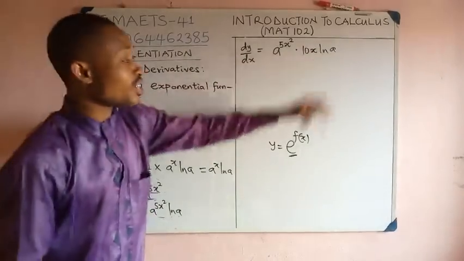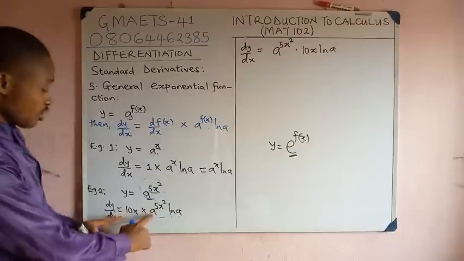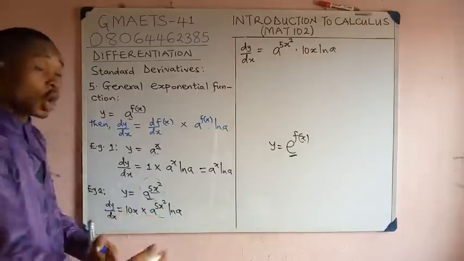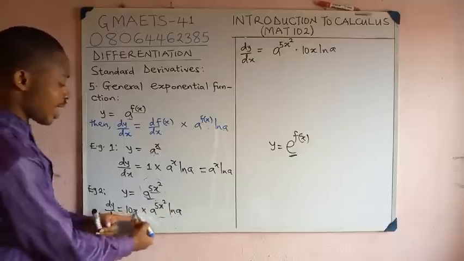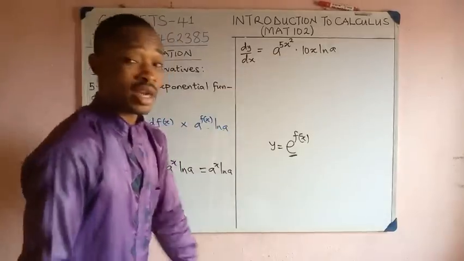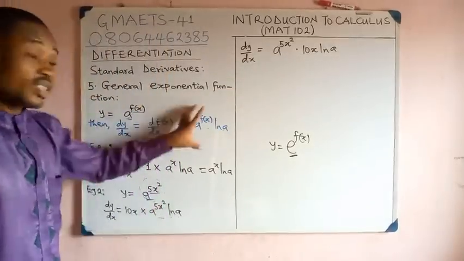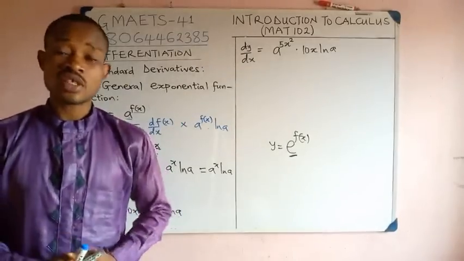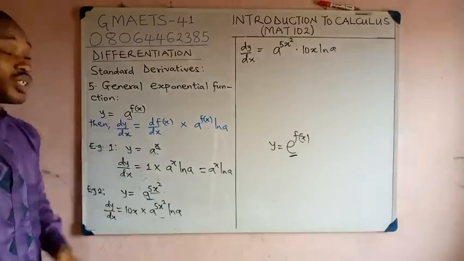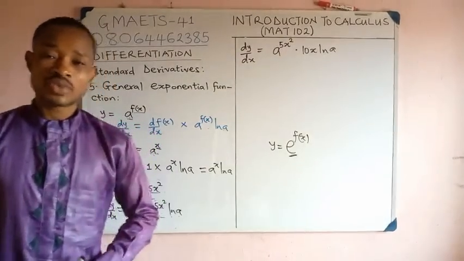Alright, this is the final answer I decided to write. I just rearranged this. Remember, multiplication does not respect order of arrangement, so I decided to bring a raised to the power 5x squared backward and then 10x forward. Okay, then ln a is still the same thing. Look at this very carefully, please. The function still to be memorized is standard, and so when you see any problem of this kind, you can use it to handle the question.